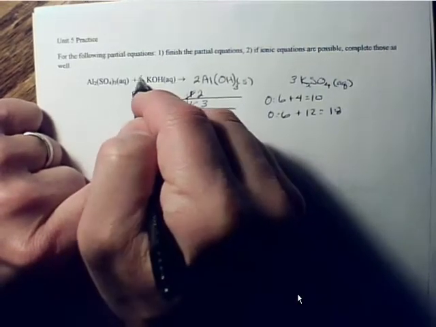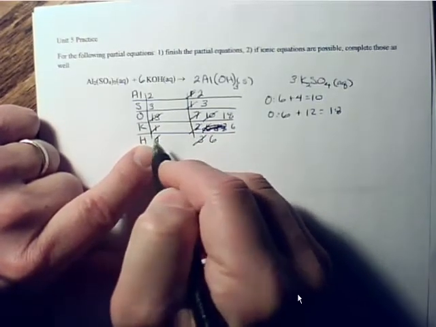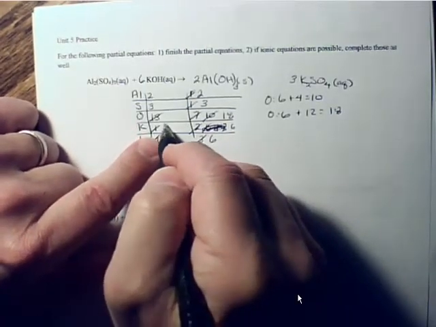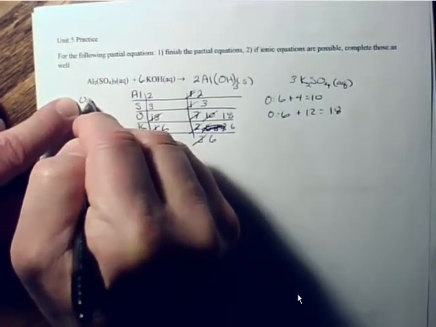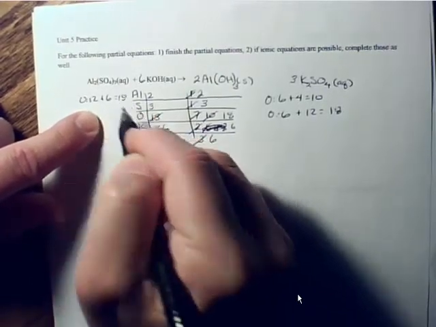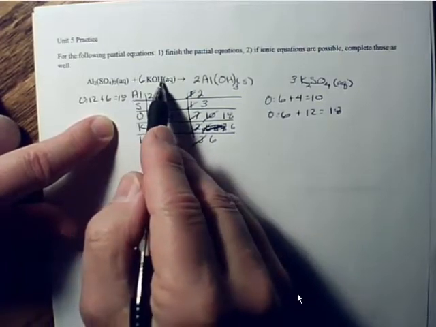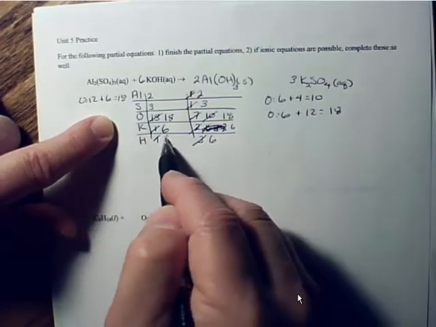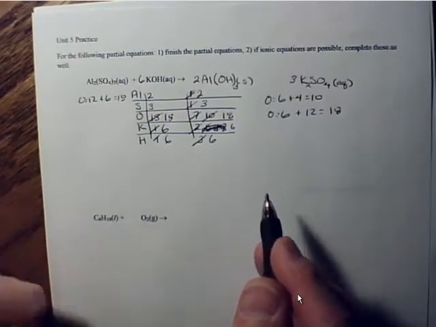To get 6 potassiums, I've got to put a 6 here. That changes the number of potassiums, oxygens, and hydrogens. So now I have 6 potassiums. I've got 4 times 3, or 12 oxygens there. 6 times 1 is 6. That's 18 oxygens on this side, right? Okay. And I've got 6 times 1, so that's 6 hydrogens. Hey, it's balanced out now. Finally, after all that. Whew.